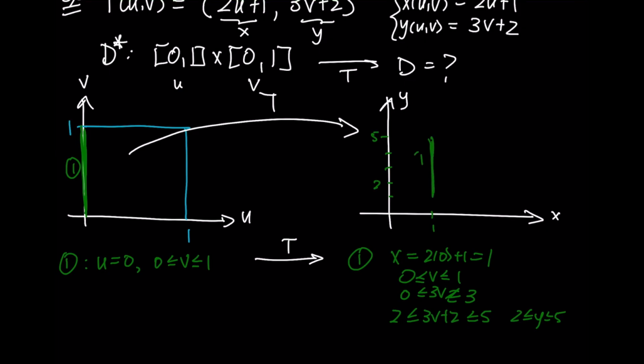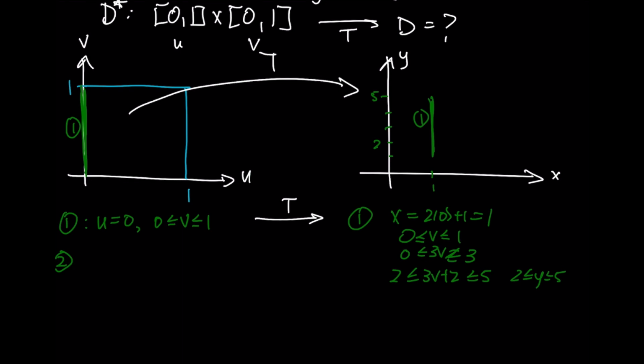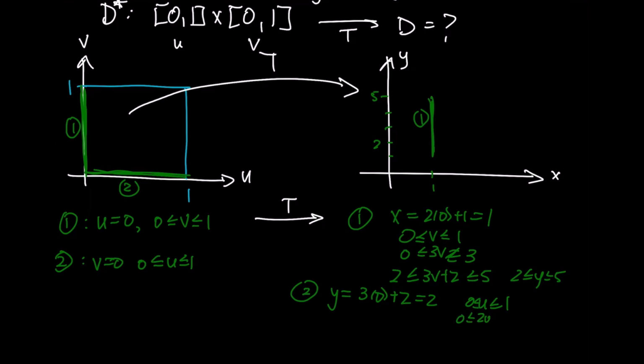Now we're just going to repeat this process. On the second side, what we have is that v is 0 and u varies between 0 and 1. Y is 3 times v plus 2, which just ends up giving us a 2. U is between 0 and 1. 2u is between 0 and 2. 2u plus 1 is between 1 and 3, or x is between 1 and 3. Side 2 maps over here.